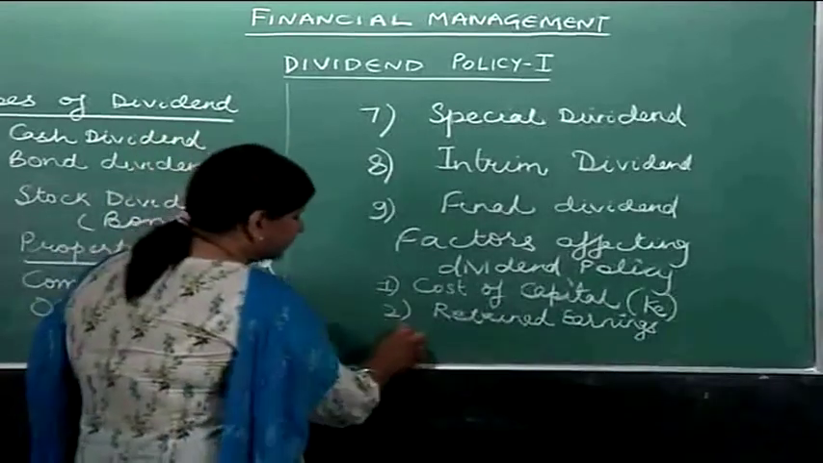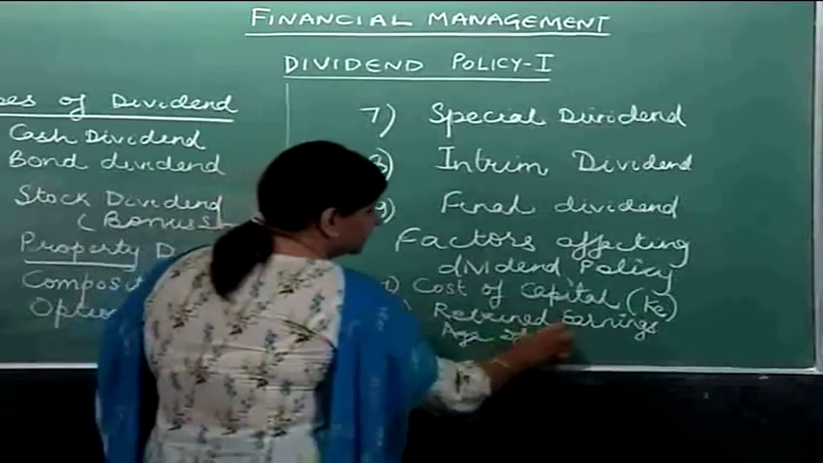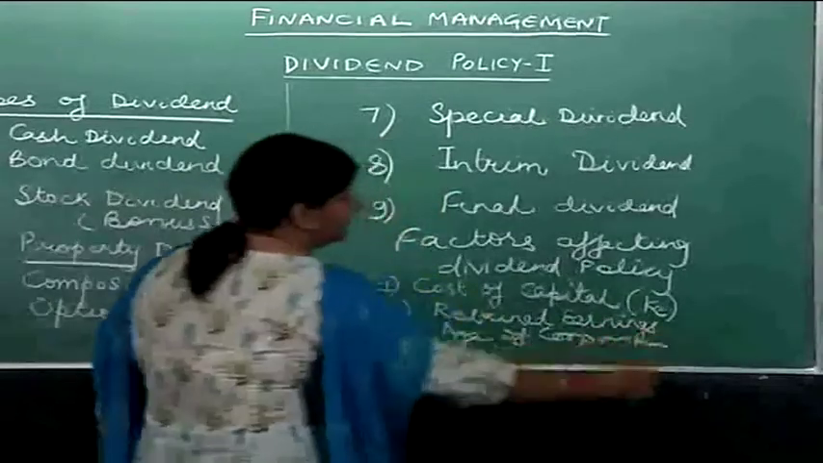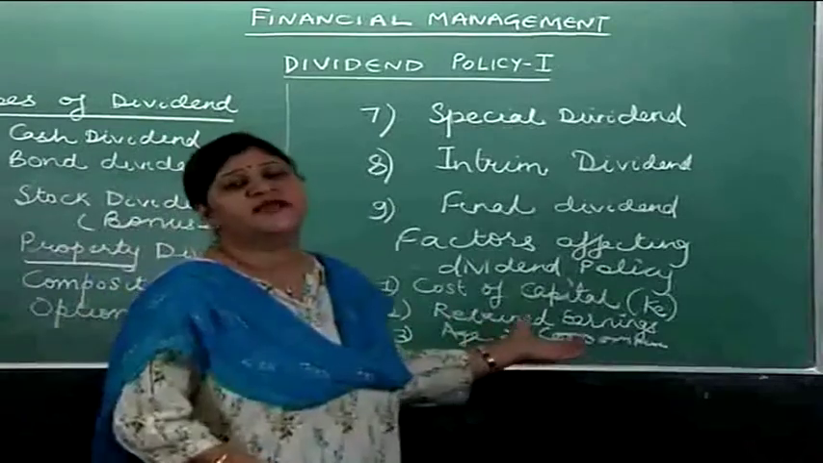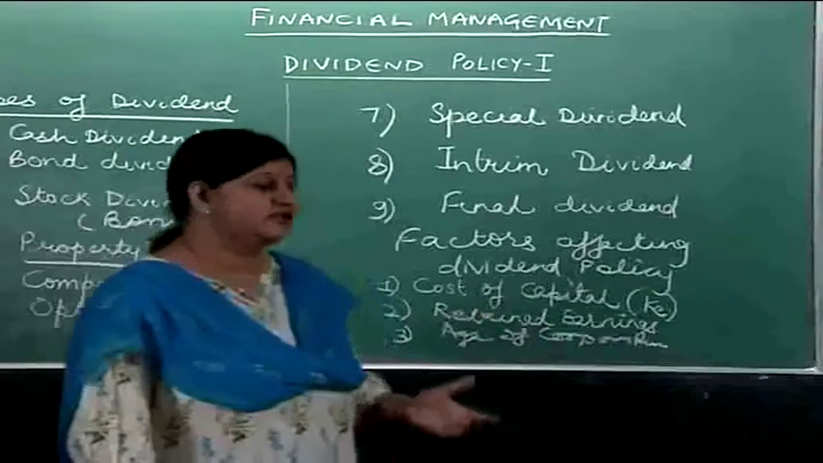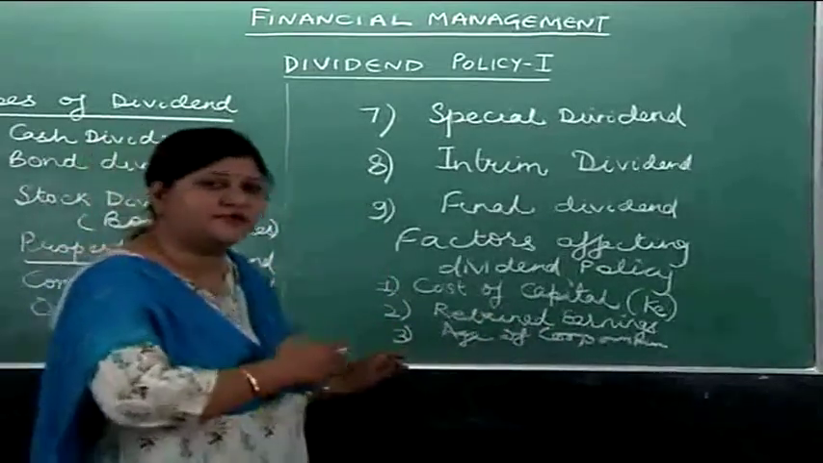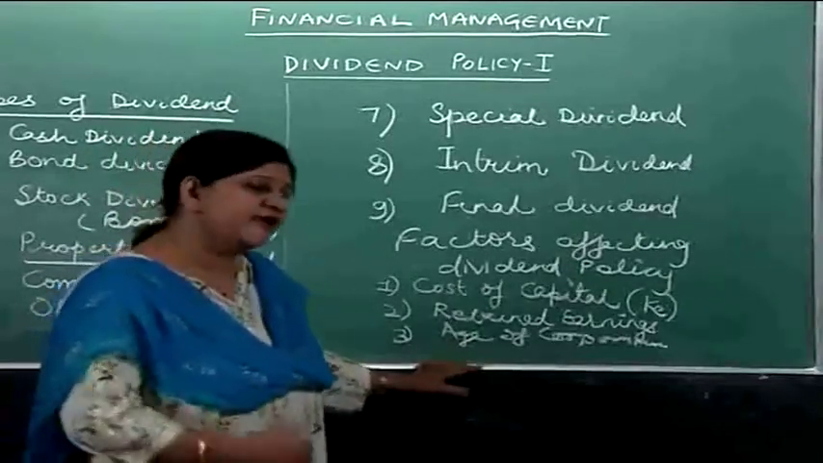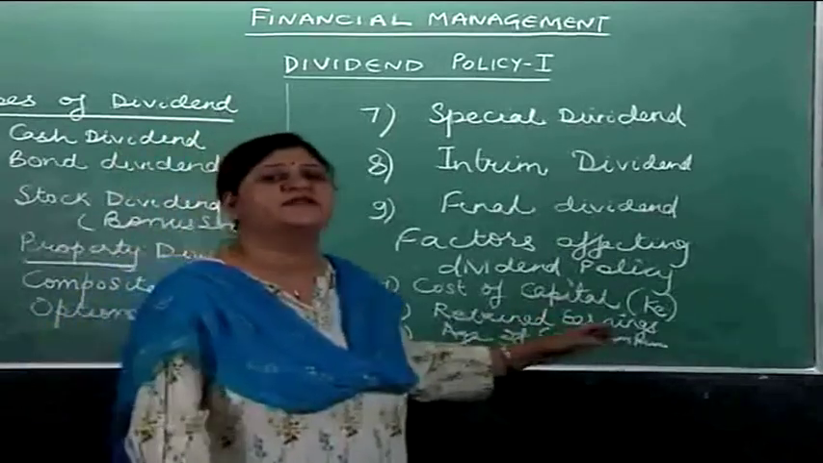Next one is age of corporation. By age of corporation, we mean how old the corporation or the enterprise is. If it is a newly opened enterprise, they should pay the dividends, but not at a very high rate. The rate of dividends can be low, but they should maintain consistency in paying the dividend. So age of the corporation is also going to affect the dividend policy framed by the management.